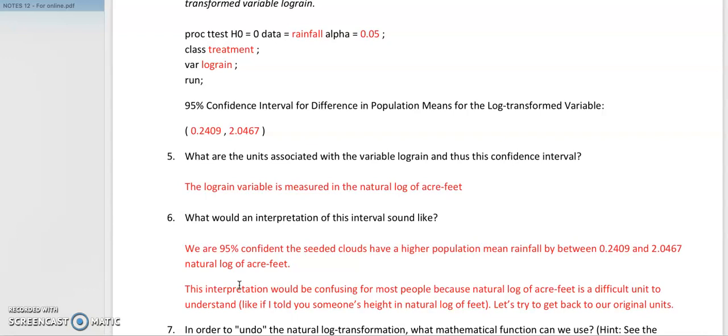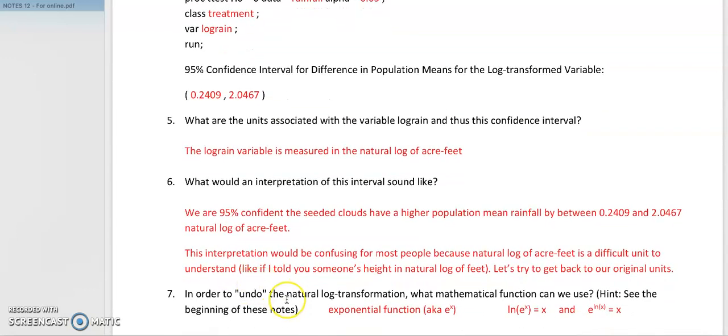For example, if I told you that basketball players were 0.2 natural log feet taller than hockey players or something, you probably wouldn't have a very good idea of what that meant because we're used to talking about feet. We're not used to talking about natural log of feet. So what we like to do in these cases is we want to be able to tell someone what we've discovered in terms of that original variable that we were measuring. And that we call undoing our transformation or back transforming. And so if I use the natural log function, the way to undo that is with the exponential function.